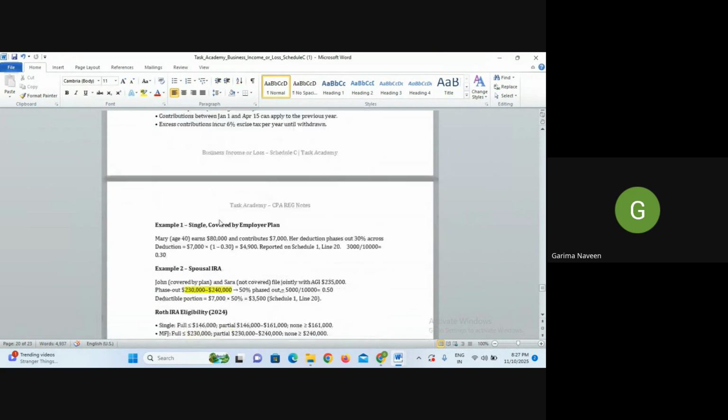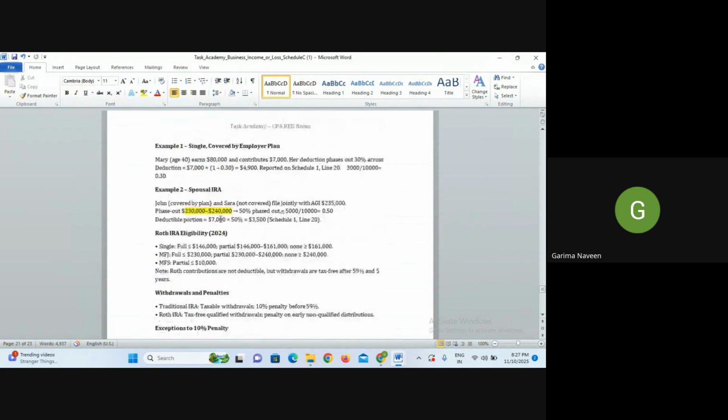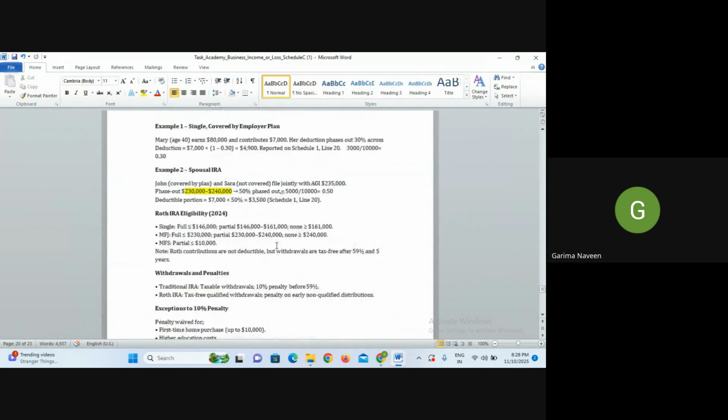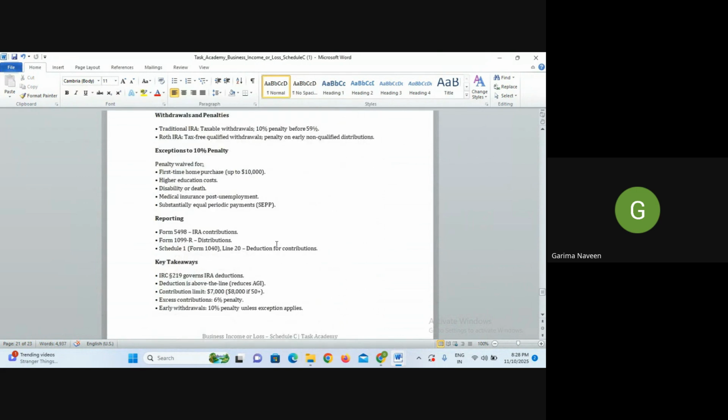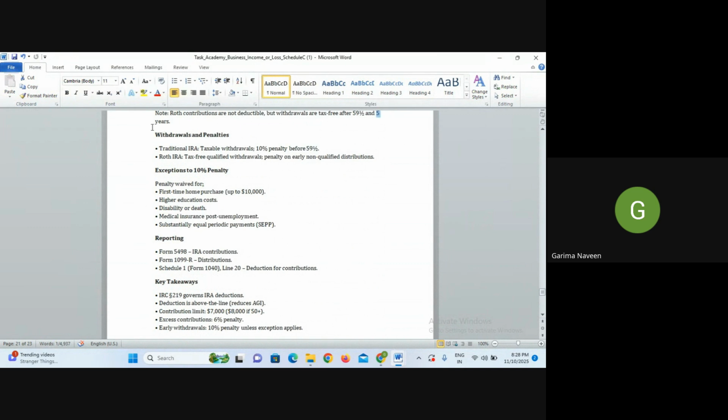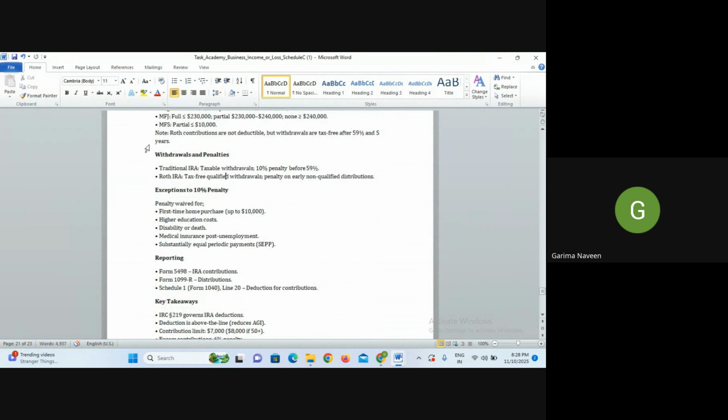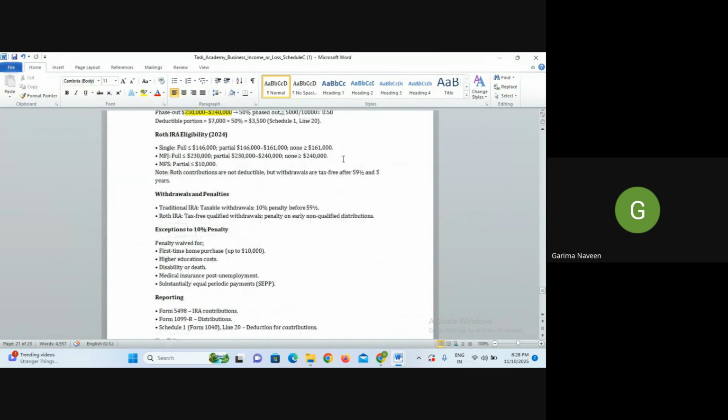Is it clear? And now, if you are withdrawing, this is for the contribution and deductible portion. Now, if you are withdrawing from the IRA, then you have to fulfill some criteria. Like for traditional IRA, the age limit should be 59 and a half years. For Roth IRA, again, the age limit applies as well as the 5-year criteria. It means you should have completed 5 years of contributions. Then no problem. It will be considered a qualified distribution, and for traditional IRA you have to pay tax, and for Roth IRA you do not have to pay tax.